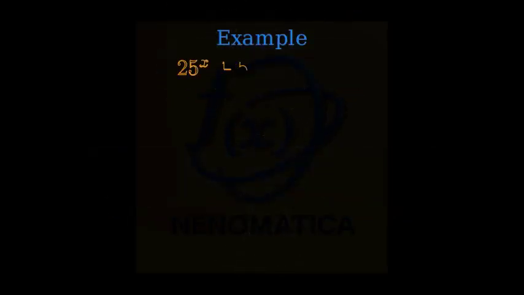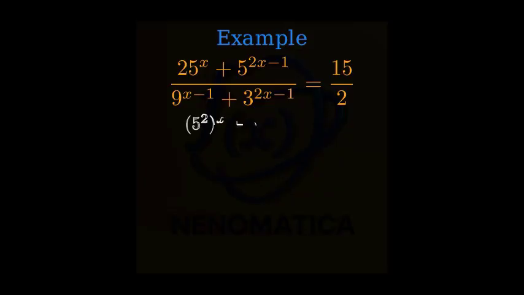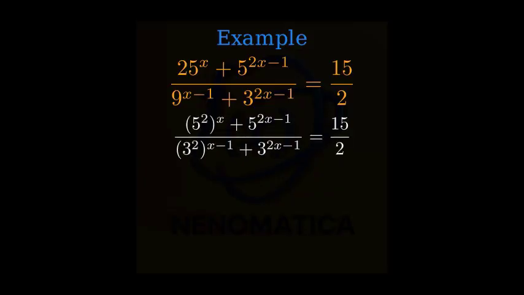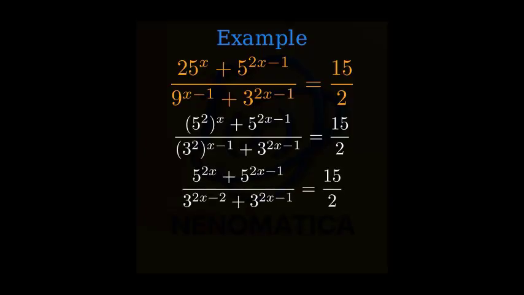Let's look at the example problem we need to solve. Let's solve this exponential equation step by step. First, let's rewrite 25 to the x as 5 squared to the x, and 9 to the x minus 1 as 3 squared to the x minus 1. Next, applying the rules of exponents, we can rewrite 5 squared to the x as 5 to the 2x, and 3 squared to the x minus 1 as 3 to the 2x minus 2.